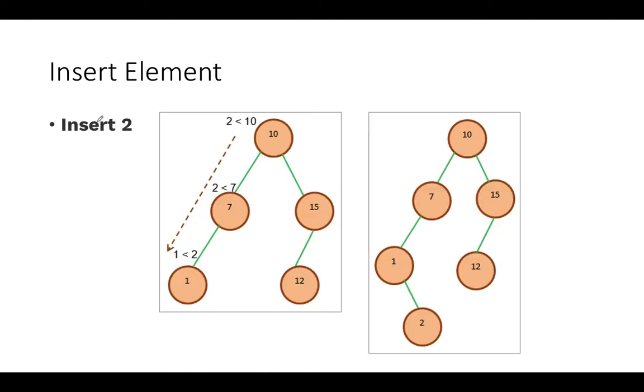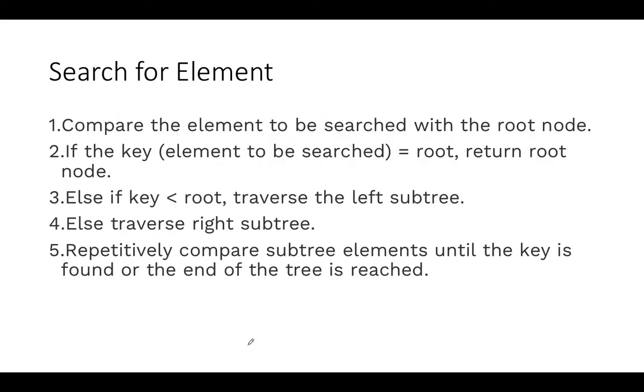So let's take an example. Imagine we have this tree and we want to add 2. 2 is less than 10, so we go to the left. 2 is less than 7, we go to the left. 2 is greater than 1, so 2 has to be in the right as a new node. So this is the way we can insert elements.